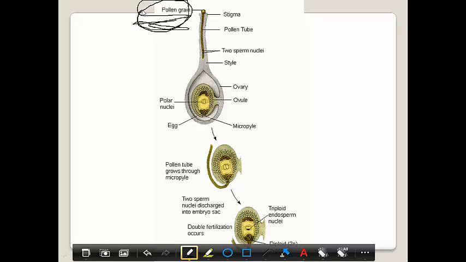Pollen grain right at the top. And the pollen grain is kind of like the male reproductive cell, kind of like sperm if you want to think about it in an animal. So the pollen grain is one of these reproductive cells. It gets attached to the top of a plant flower, which is called the stigma.